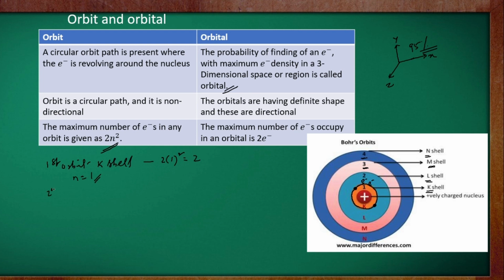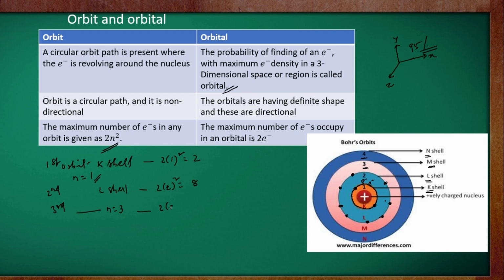If you take the second orbit, that is the L shell, then it is 2 into 2 squared, which is equal to 8. So here the 2 s electrons and 6 p electrons are revolving around the nucleus. For the third orbit, the n value is equal to 3.